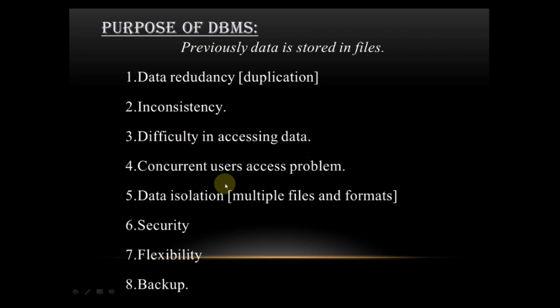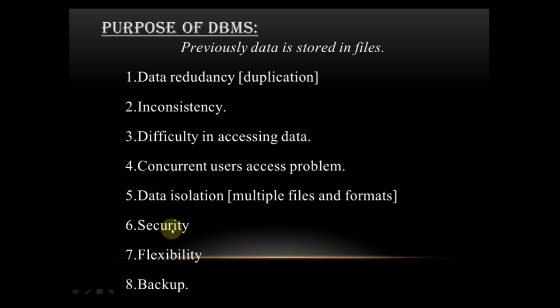Next is concurrent users access problem. Traditional file keeping system does not allow multiple users to access and update data simultaneously. This is not the case with the database system because it works in client-server environment. Next is data isolation. In this, multiple files and formats can be isolated. Next is security. Every user of the database system should not be able to access all the data. With DBMS, unauthorized access to a particular data can be restricted.